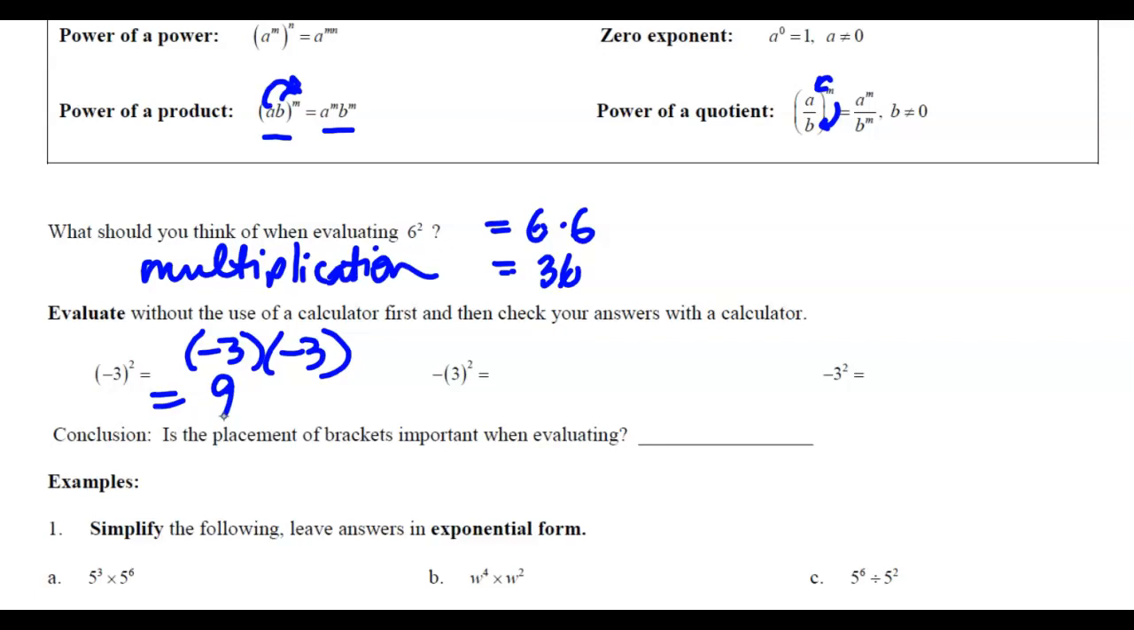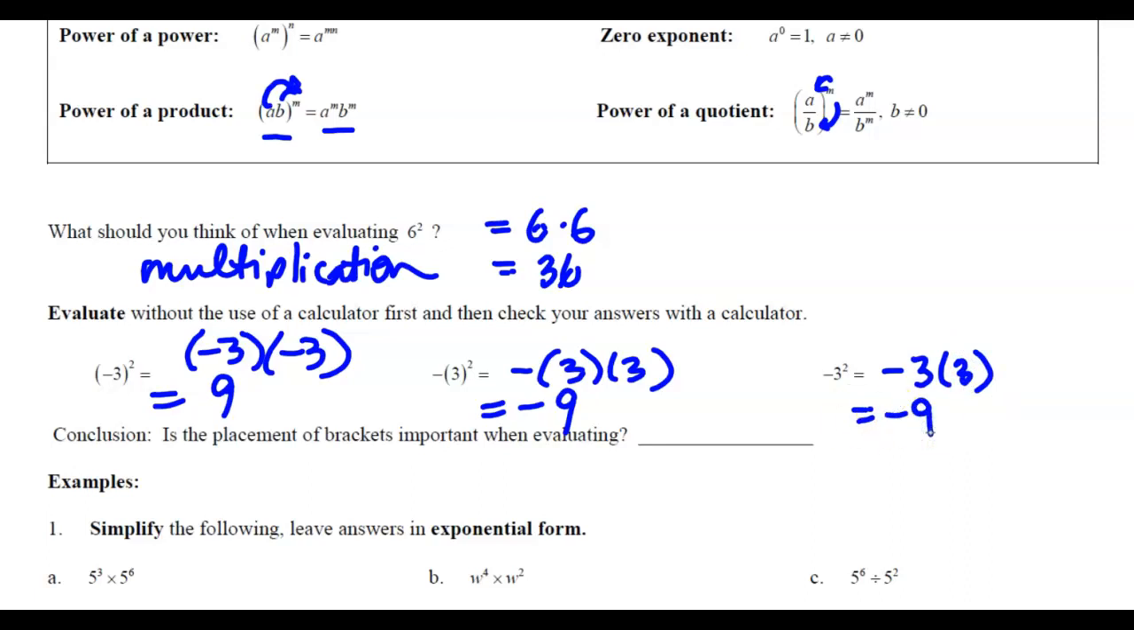Take a look at the next one. Where are the brackets? They're just around 3. So that means negative 3 times 3, which is negative 9. So looking at the placement of the negative is really, really important. Same with the next one. That 2 only applies to the 3. So this is negative 3 times 3, which is negative 9.